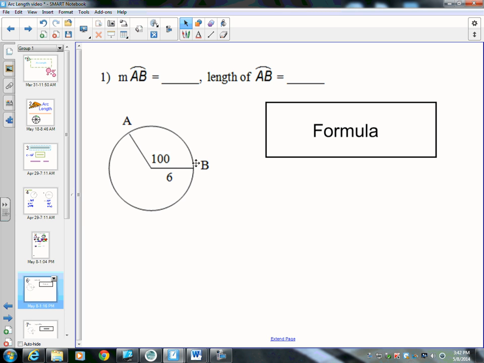Okay, degree measure of the arc. If we're looking for AB, this is a central angle, and a central angle is equal to 100. That means the arc is equal to 100 because it's always the same as a central angle. So 100 degrees.